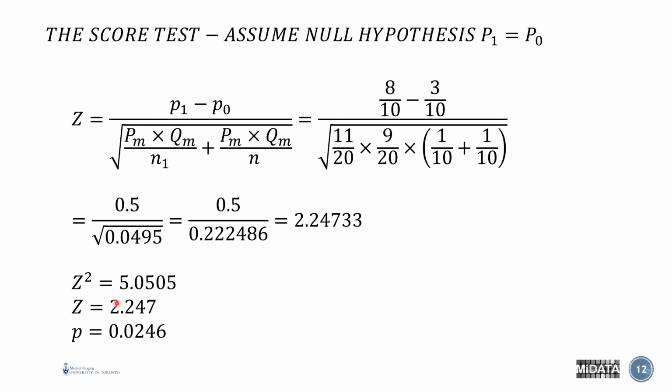So I'm just showing you here that whether you calculate it using the chi-square equation or you calculate it using the Z test equation, but then squaring it, you get to the same answer. And SAS uses this score test in order to provide you with a chi-square statistic and p-value.